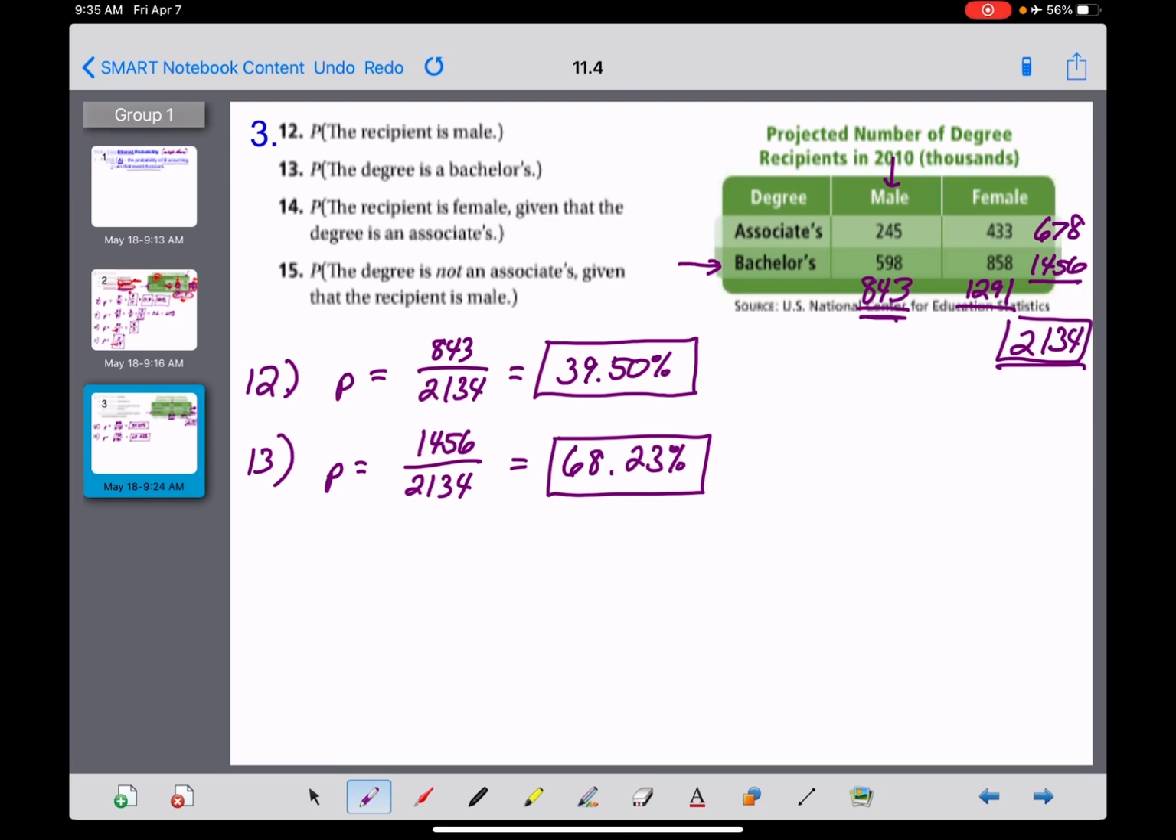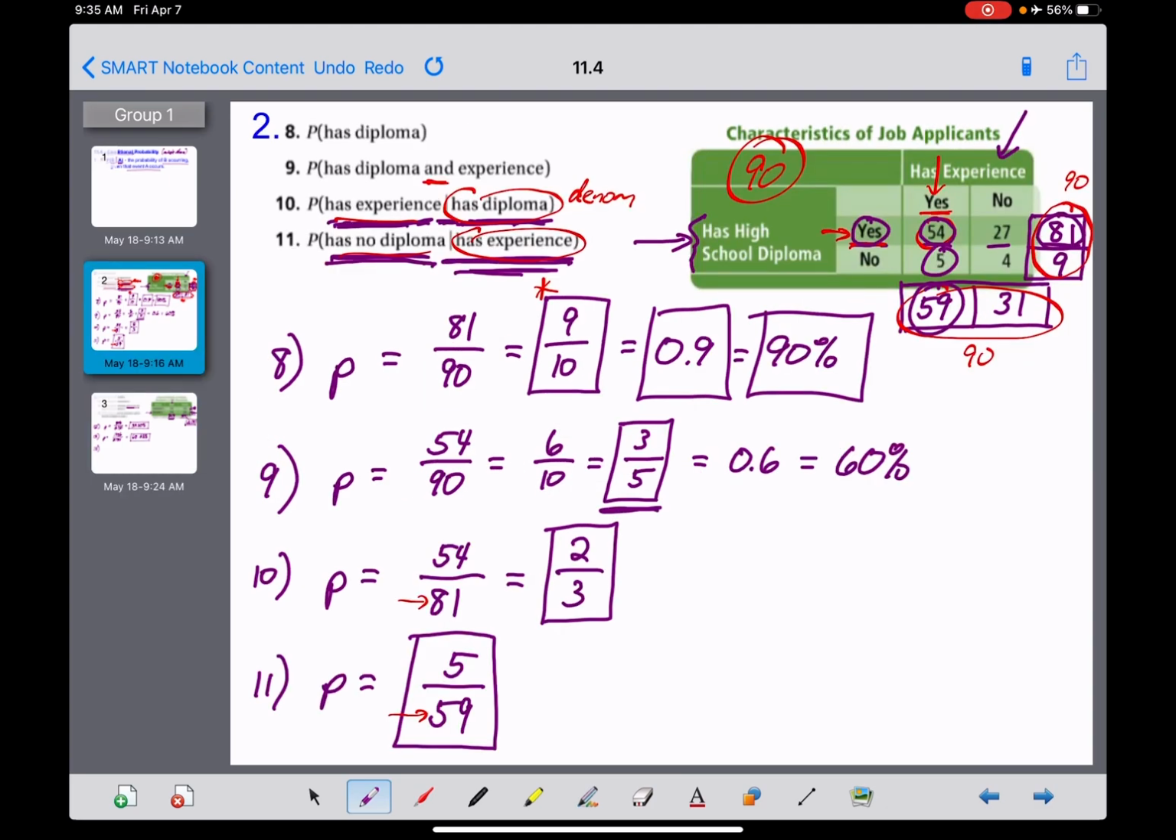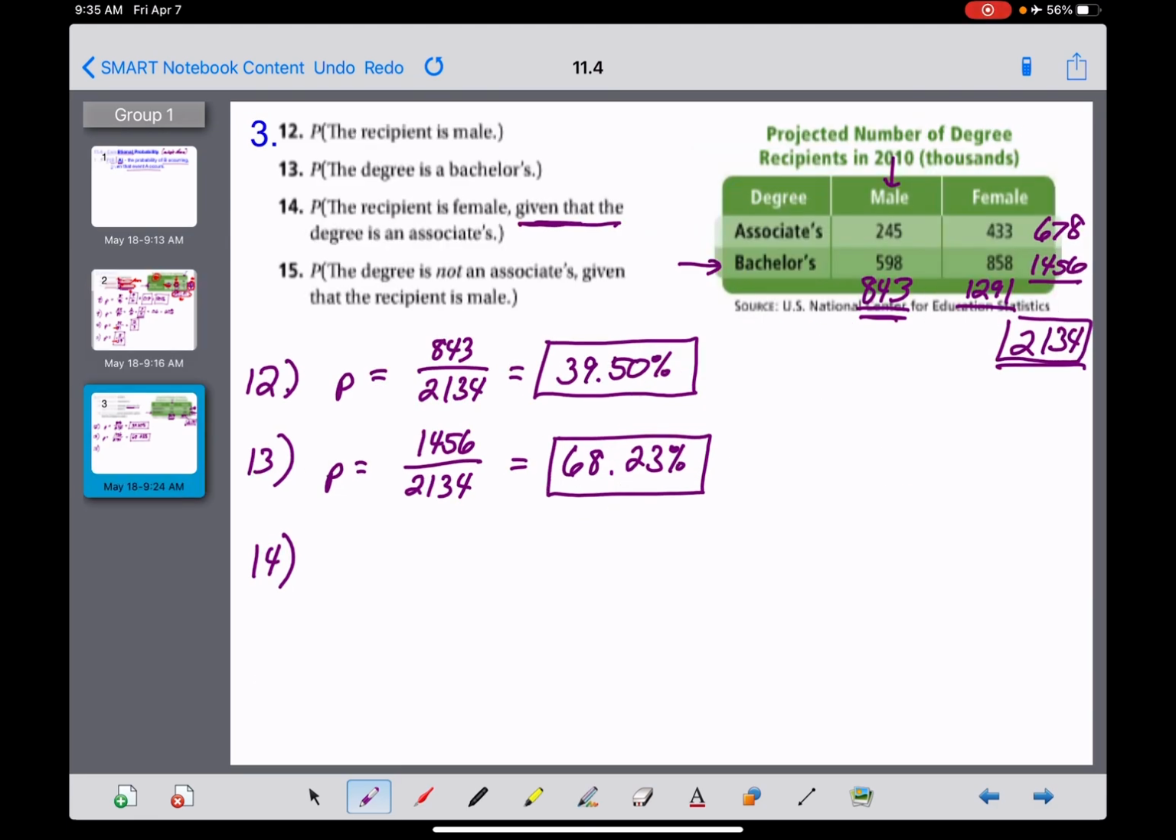All right, now moving on to number 14 and 15, now is when things start to get interesting. And the big key right here is the word given. Now that's kind of taking the place of that bar that we saw right here and right here in problem number 2. So number 14 is asking us, what's the probability that the recipient is female given that the degree is an associate's? So I want to focus on the second part of that first, given that the degree is an associate's degree, and that's going to be my denominator here.